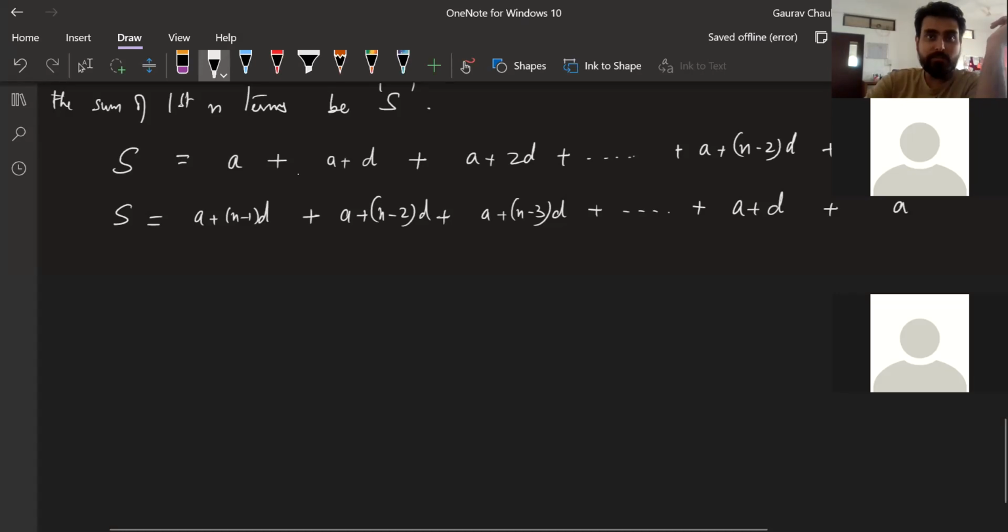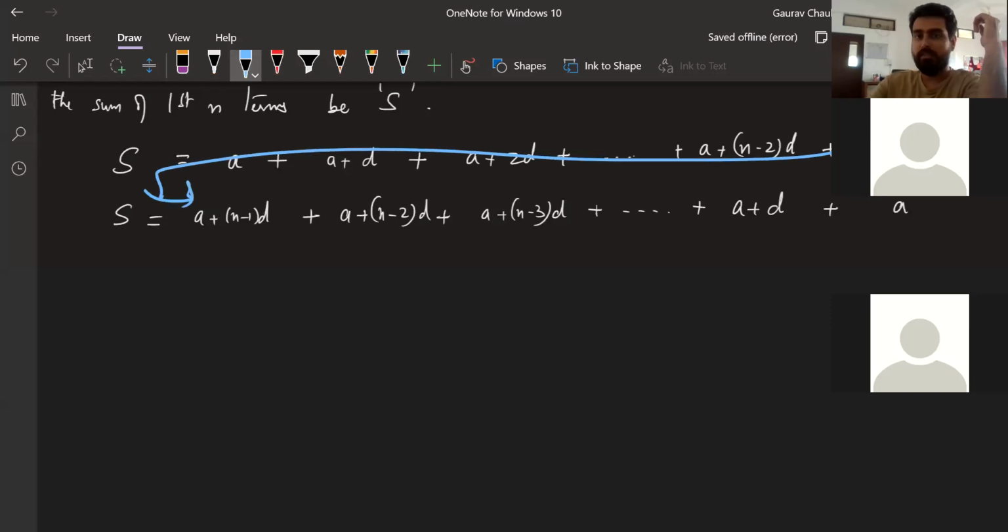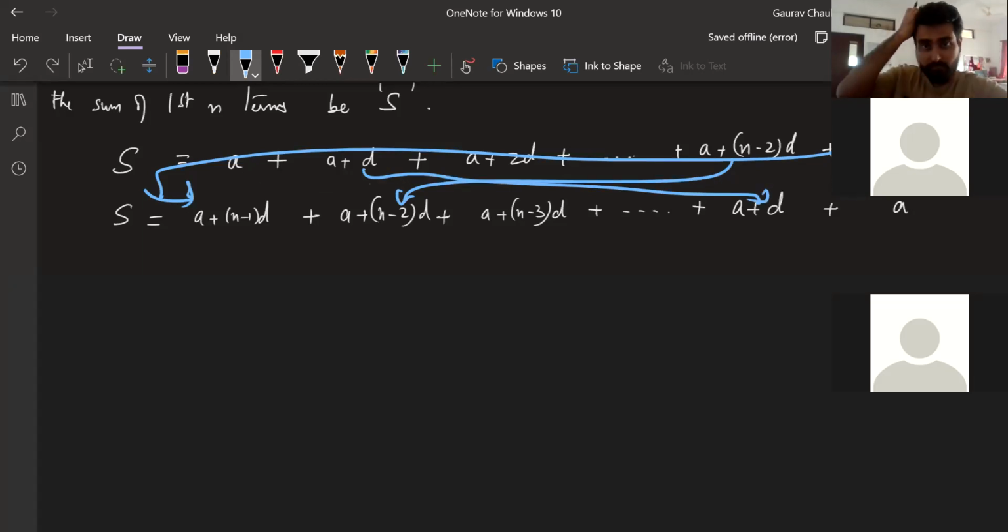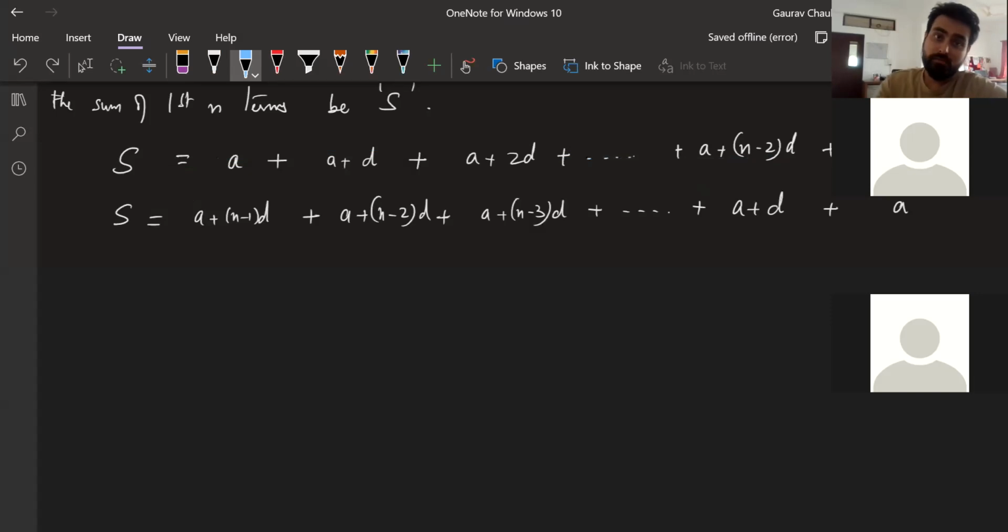Can I get a confirmation in the chat box about my second equation here? It's the same sum, I'm just using the commutative property and writing this thing first, and then this thing second, and so forth, and then this thing last second, and then this thing last. Abhi and Dinesh, are you following this? Okay, good.